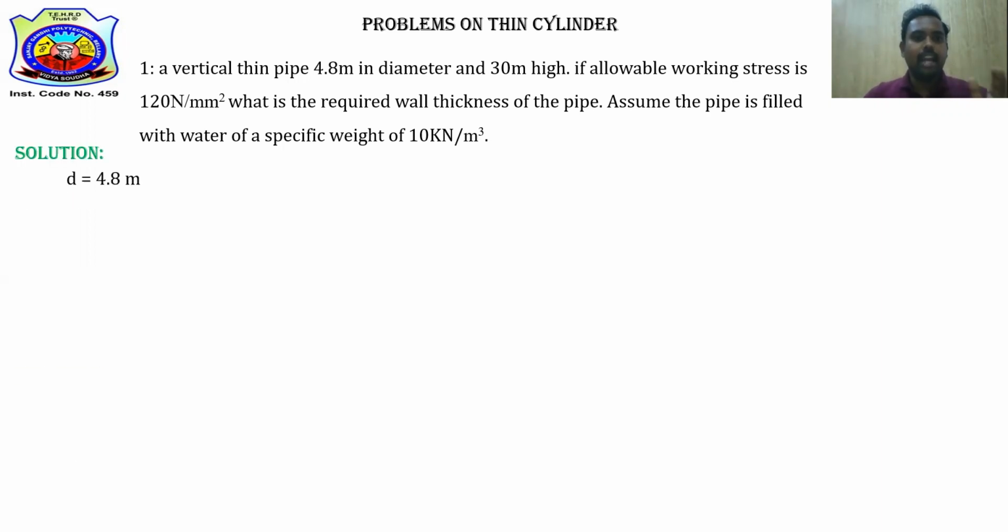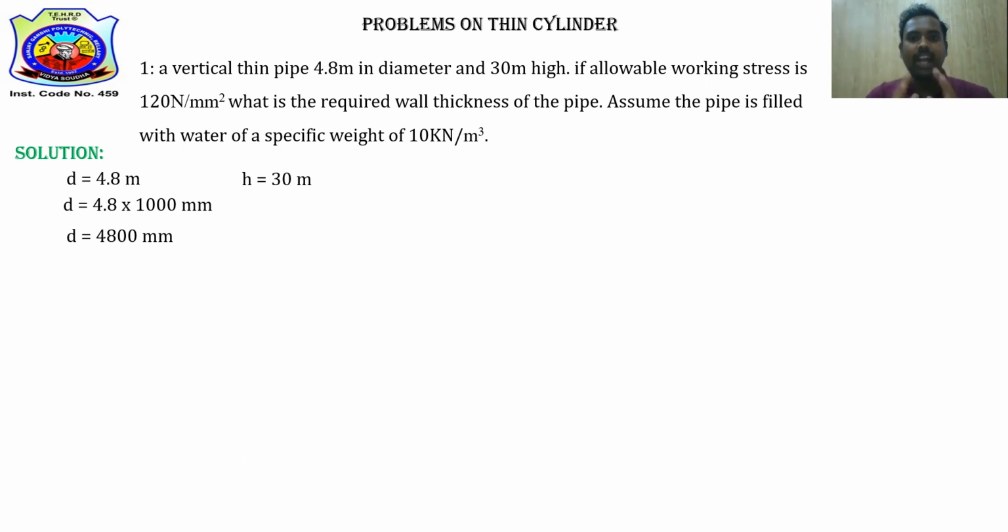So the first given value is the diameter of the pipe, 4.8 meter. Since it is in meter, I am immediately going for the unit conversion. The unit conversion becomes 4.8 into 1000 mm, so D equals 4800 mm. From the previous problems, we came across that unit conversion is very important wherever necessary. So I am writing the data and immediately going for the unit conversion. Okay, so it will not make any problem for you.